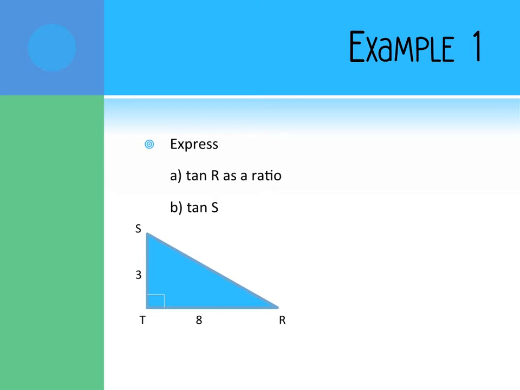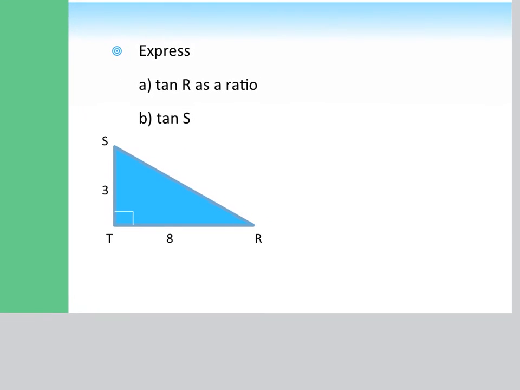So this says express tangent R as a ratio, and then find tangent S. R is this angle here, right? Tangent of R is the side opposite R, which is what? 3 over the side adjacent to it? 8. Good. If it had asked you to do it as a decimal, like the warm-up for the next section or a couple of the questions in the homework are going to say, also express it as a decimal rounded to a given decimal place, then that's where your calculator comes into play. You're going to do 3 divided by 8, and I would get 0.375.